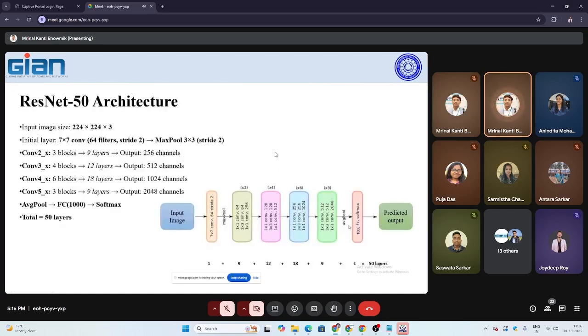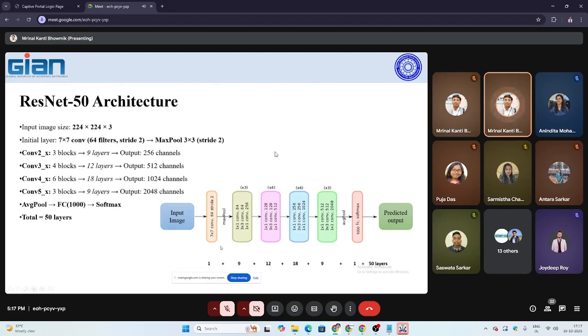Moving towards the next slide about the ResNet architecture. If we consider an input image of 224 x 224 with 3 channels, in the first layer of ResNet, the input image passes through a 7x7 convolution layer with 64 filters, a stride of 2, and a padding of 3.